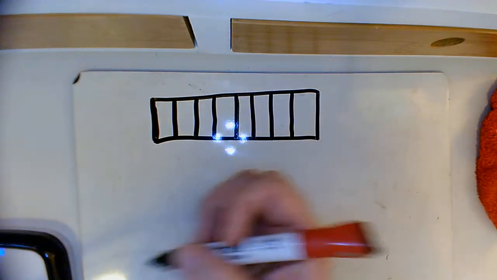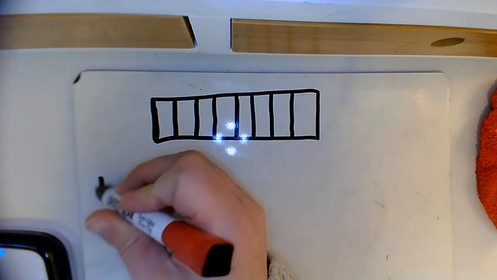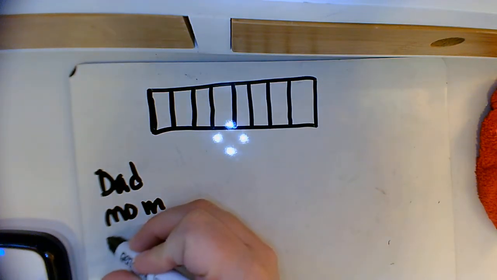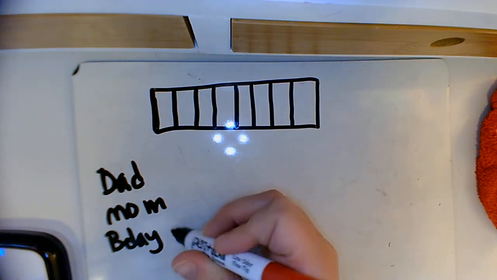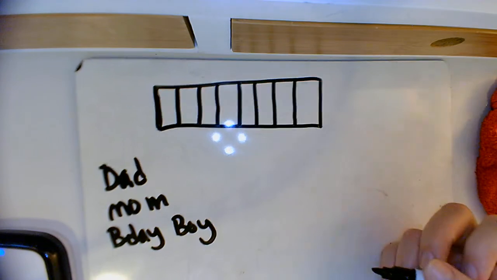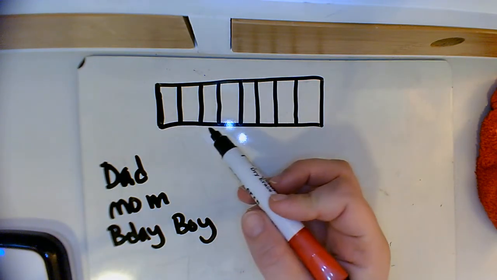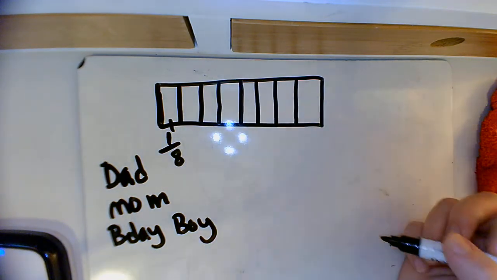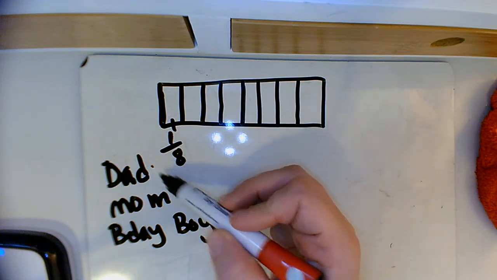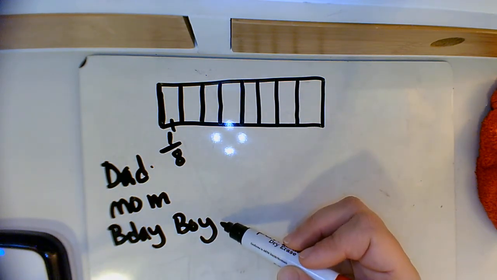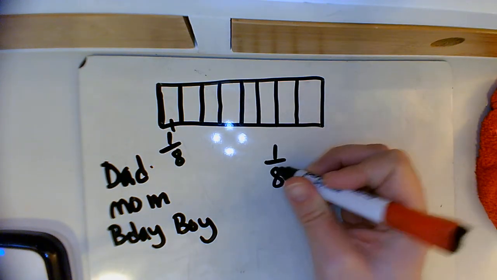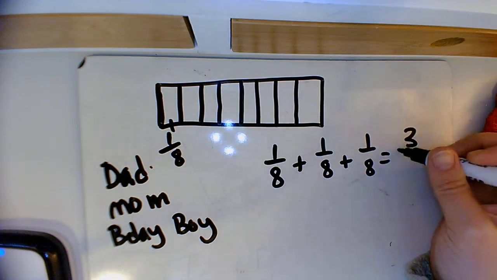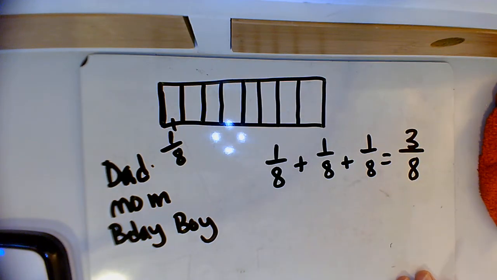We know that, I'm just going to say dad, mom, and B-Day boy, they each had 1 piece, right? So if the cake was cut into 8s, 1 piece is going to be equal to 1/8, right? So if dad had 1/8, mom had 1/8, and birthday boy had 1/8, we could say, well, if they each had 1/8, then they ate a total of 3/8, correct?